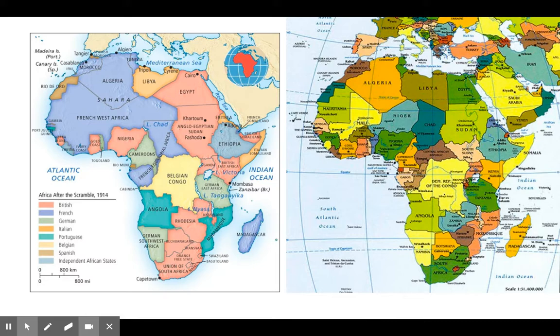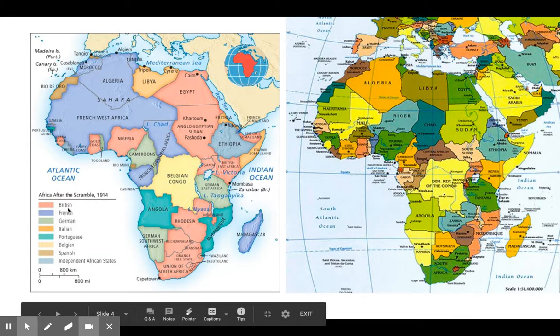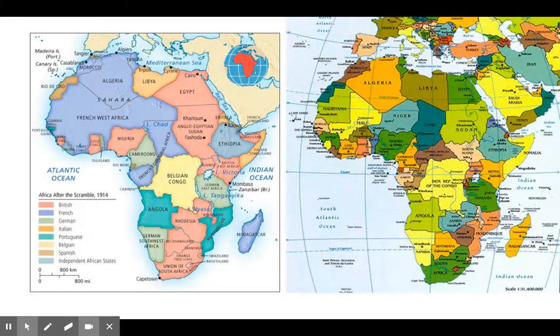1914. You can see the different colors of different European nations here. The British are represented in this kind of pinkish red color. So the British take over quite a bit of territory, as you can see. The French also take over a lot, particularly in West Africa. There's a lot of countries here in Africa still that speak French. You can see there's other German, Italian, Portuguese, and Belgian colonies as well. But by and large, the British and the French have the most of Africa.